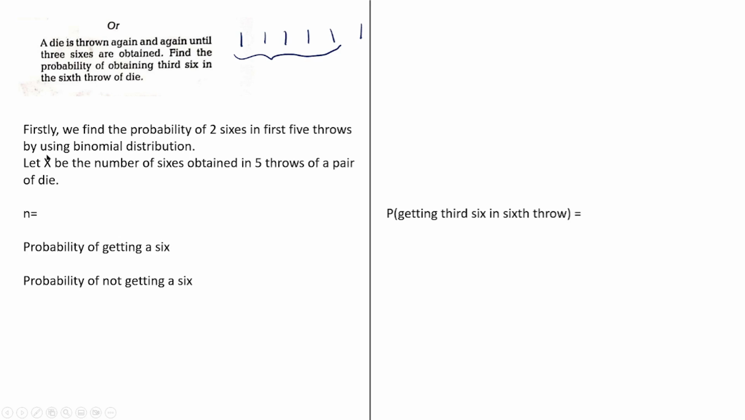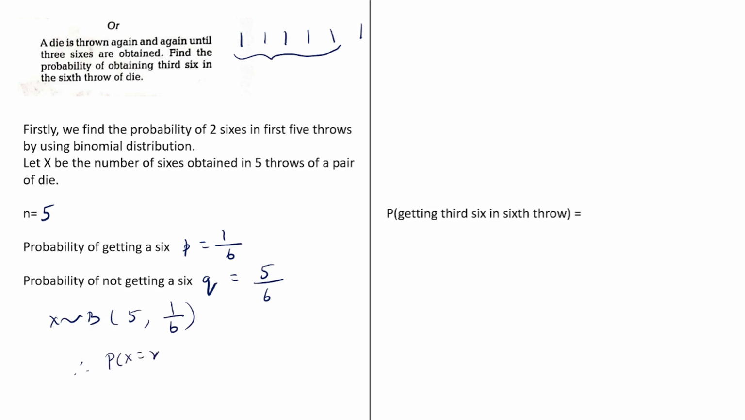So here first we are finding the probability of getting 2 sixes in the first 5 rows. As a result, we are taking x as the random variable, which is the number of sixes obtained in 5 rows of a pair of die. So here we have n equal to 5 and the probability of success, it is the probability of getting a 6. So in a row of a die, the probability of getting a 6 is 1 by 6. And then the probability of not getting a 6, the probability of failure q, is 5 by 6. Therefore, x follows binomial with parameters 5, 1 by 6.